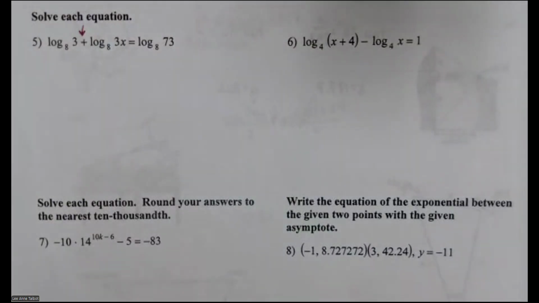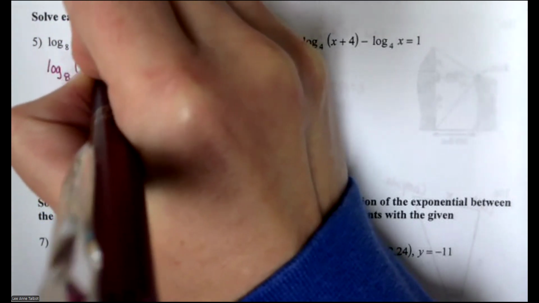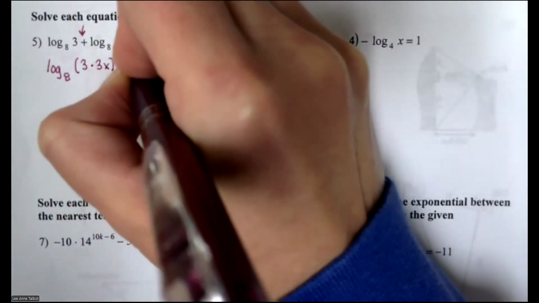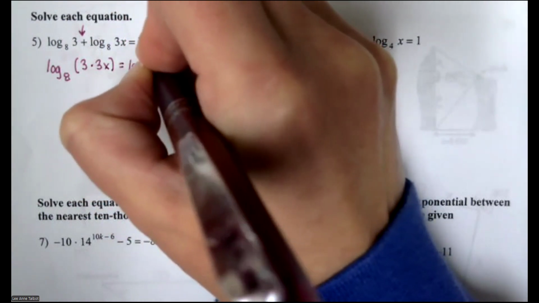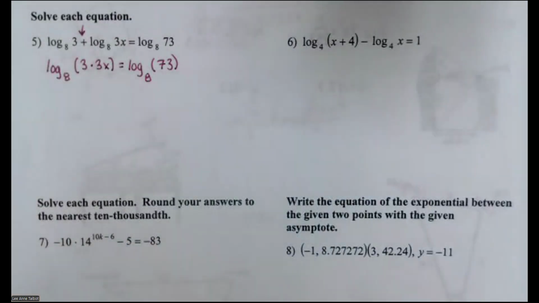Okay. Step 1, identify the operation and condense. This is plus, which means it's times. Log base 8 of 3 times 3x equals log base 8 of 73. Okay, we good so far?